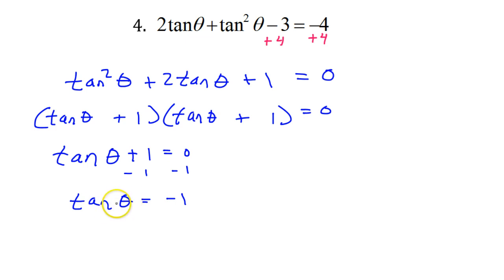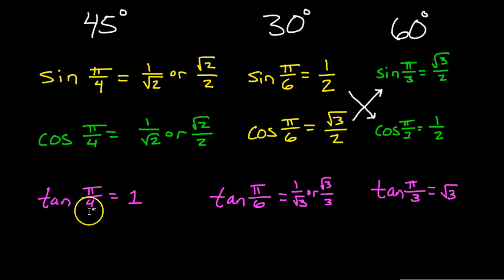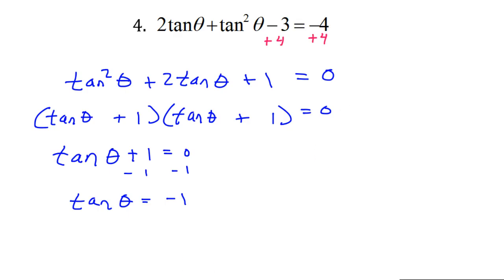Now the tangent of what angle is equal to negative 1? Actually, forget the negative for a minute. We'll worry about that later. The tangent of what angle is equal to 1? All right, that's something that you should have memorized. The tangent of pi over 4 is equal to 1. That tells us that pi over 4 is the reference angle. Okay, so the reference angle is pi over 4.